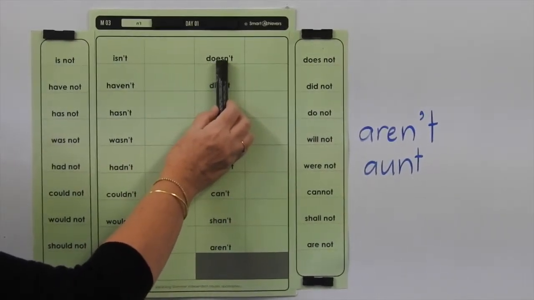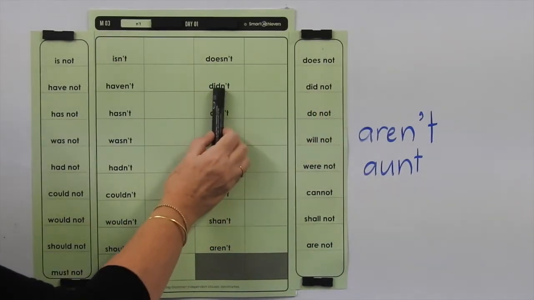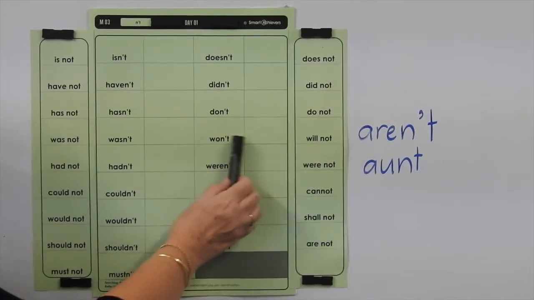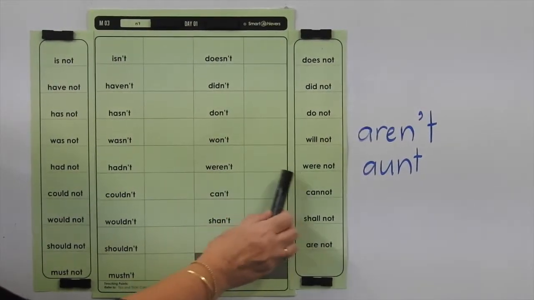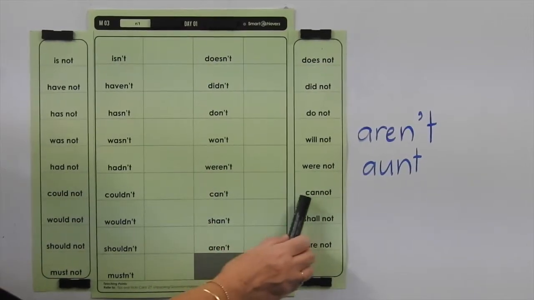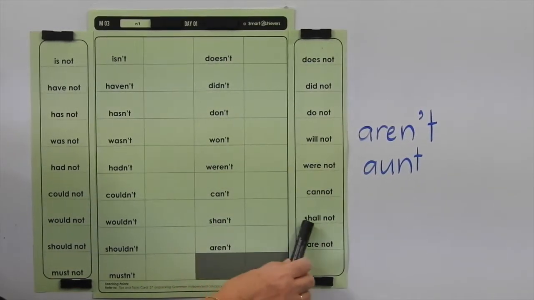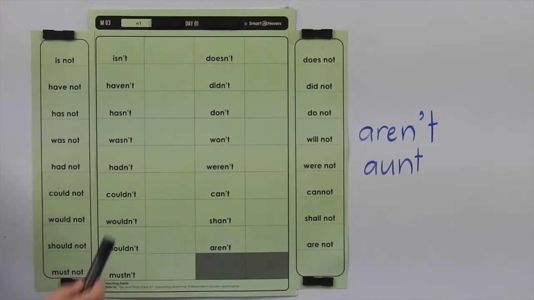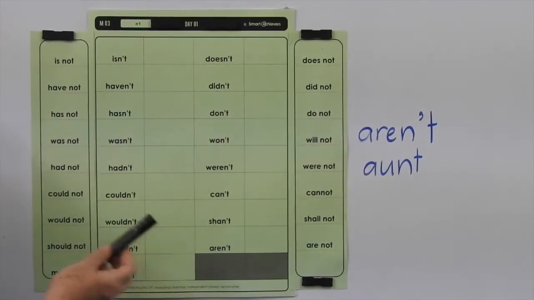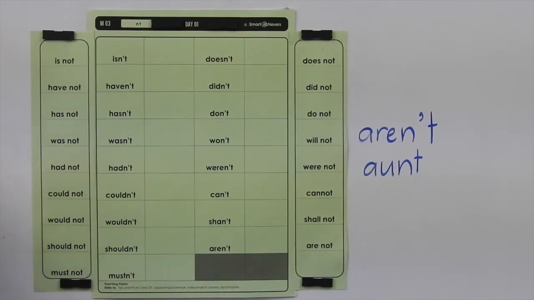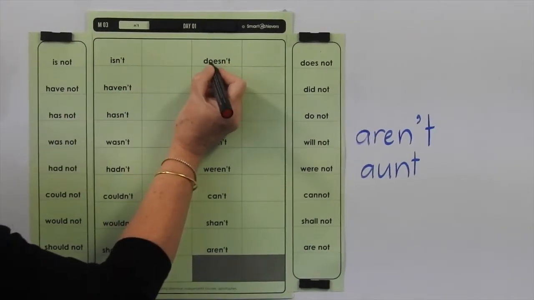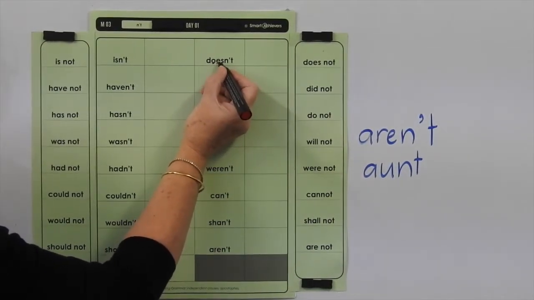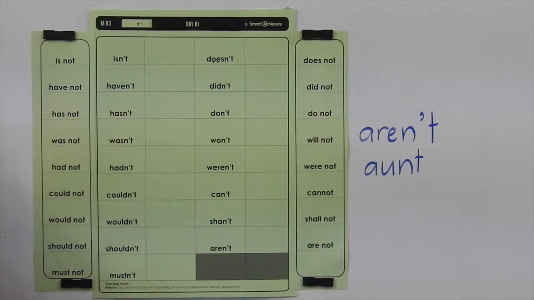Now then we've got doesn't for does not, didn't for did not, don't for do not, won't for will not, weren't for were not, can't for cannot, shan't for shall not, and aren't for are not. So the tricky ones are more down this side, so let's have a look at some of the things we've got there. So remember in does, if a word ends in O, you must have 2 vowels before the S, so don't forget to put that S in there.